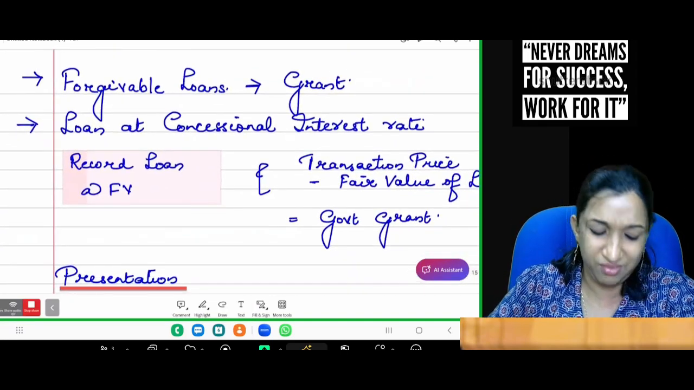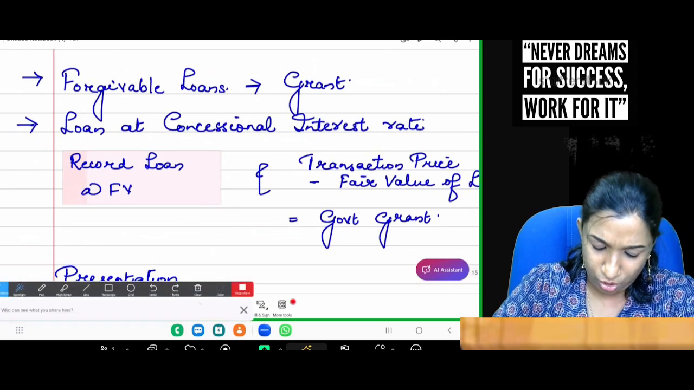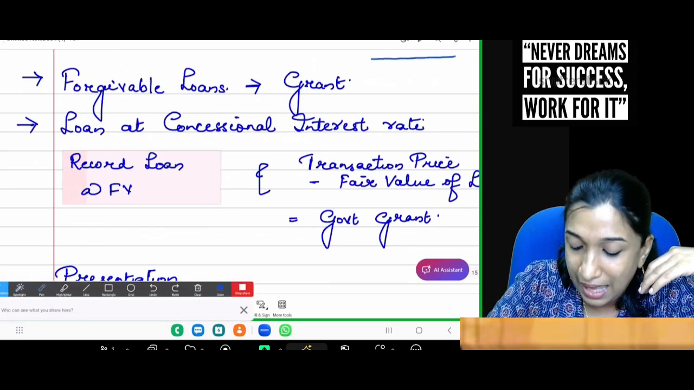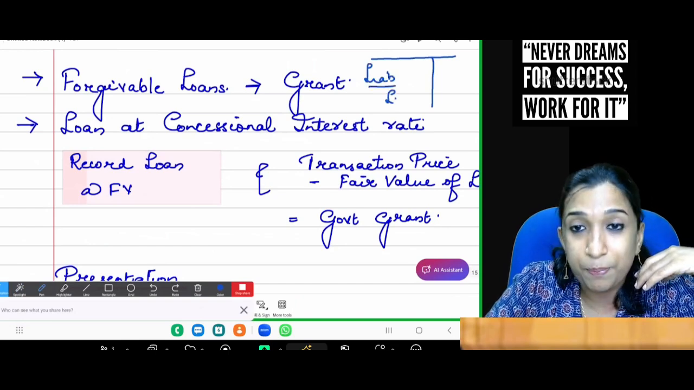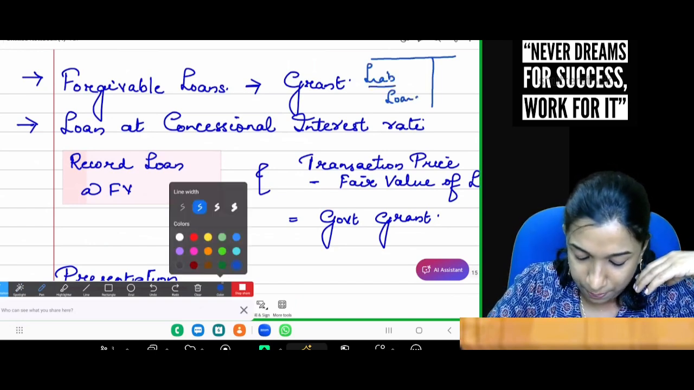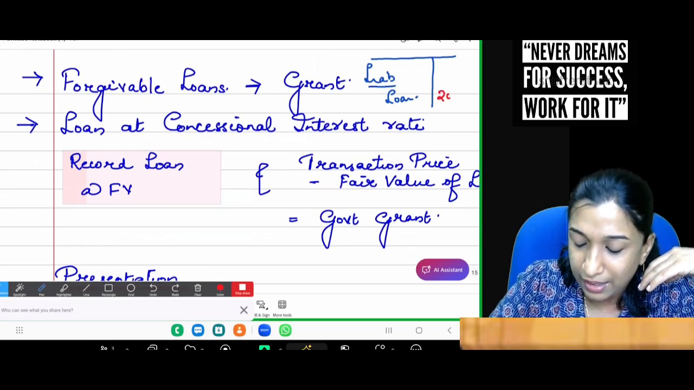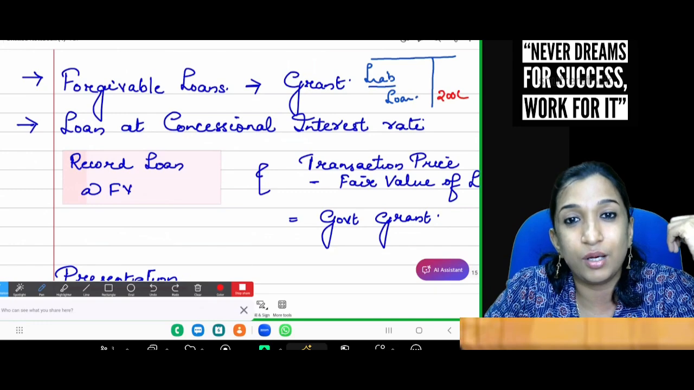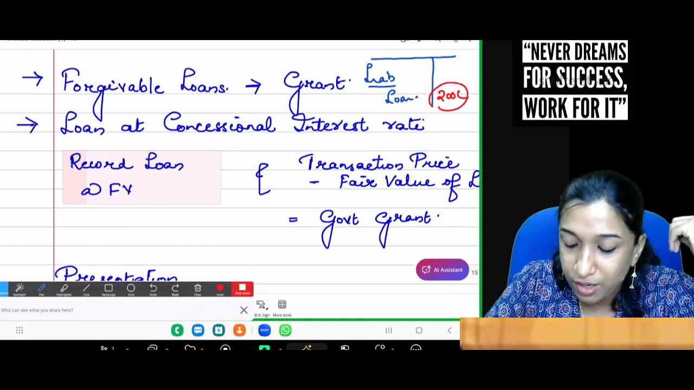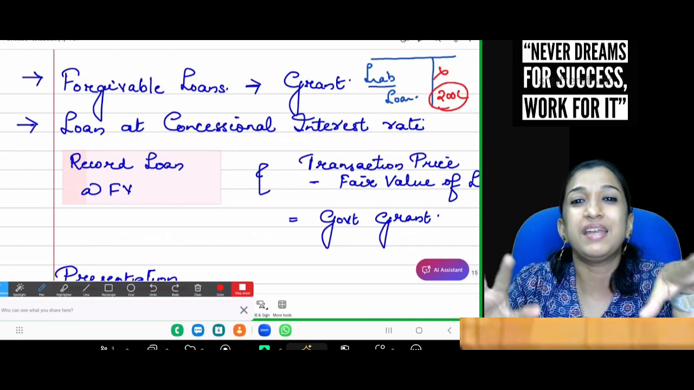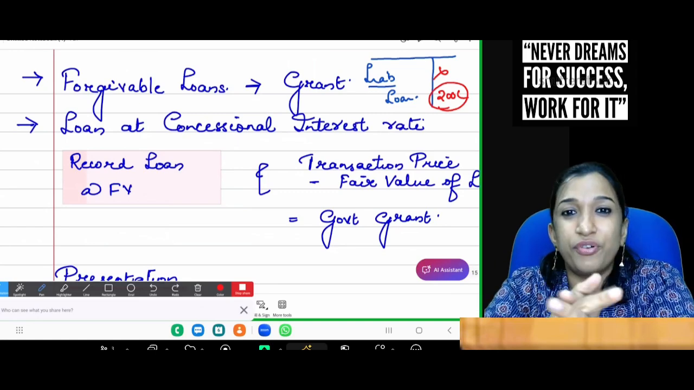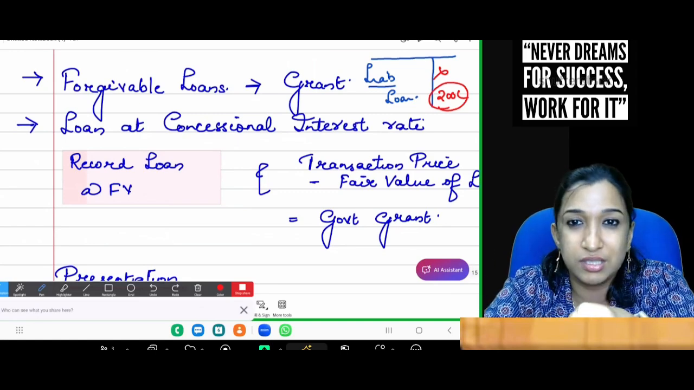Now, forgivable loans. Say I have taken a loan of 2 crores, which means on the balance sheet liability side, a financial liability loan was appearing at 200 lakhs, 2 crores. But now the government has announced that this loan is not repayable. The loan you need not repay. That is what forgivable loans are.